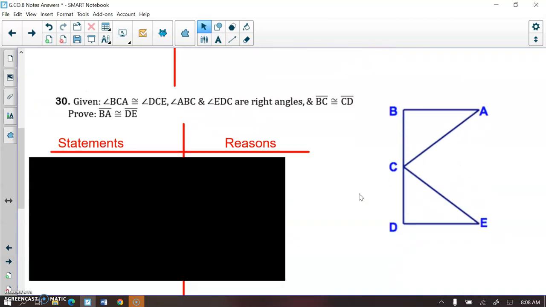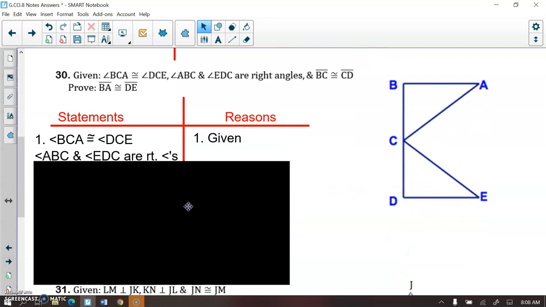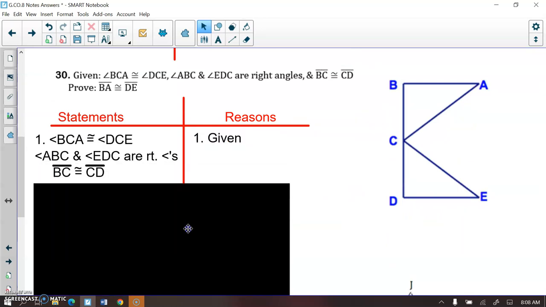All right, moving on to number 30, we're going to state our given. So there's three givens here. I have angle BCA is congruent to angle DCE. I also have that angle ABC is a right angle, and angle EDC is a right angle, and I have that BC is congruent to CD.